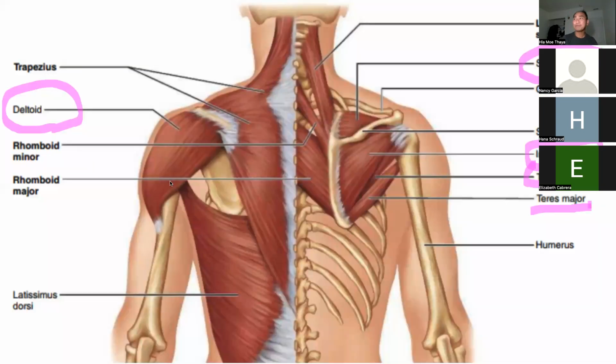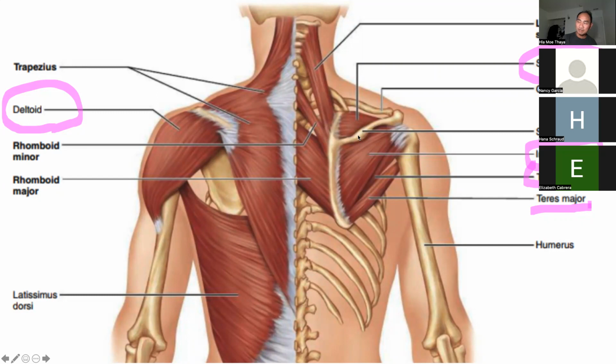Professor, could you please explain the teres major and minor again, please? Yeah, so on the posterior surface of the scapula, we have the spine of the scapula, which will go anteriorly to become the acromion. The fossa above the spine of the scapula is called the supraspinous fossa, and the muscle attached there is the supraspinatus muscle.